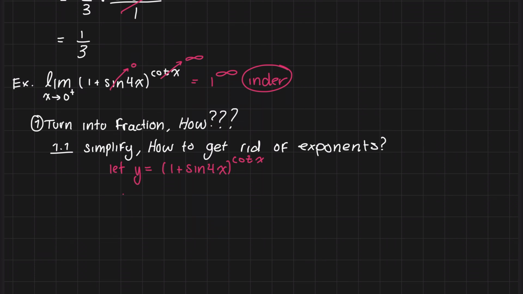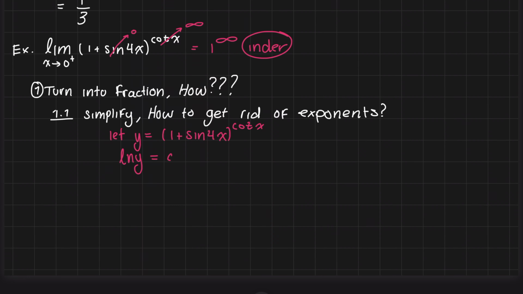So that's going to allow us to bring the exponent to the left side of the equation, and we're not going to have an exponent anymore. So when you're taking ln, you have to take ln of what's on the inside, and then that's when you can remove the exponent. So here I wrote cotangent x multiplied by ln of 1 plus sine 4x. Now that we have that, we can convert it into a fraction.